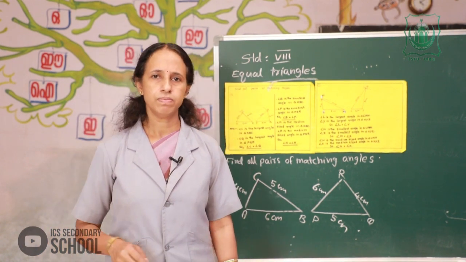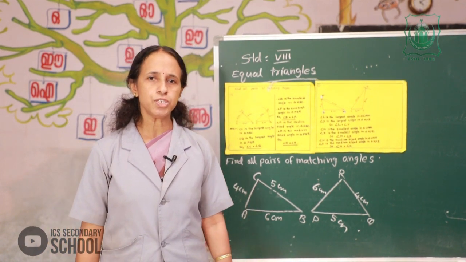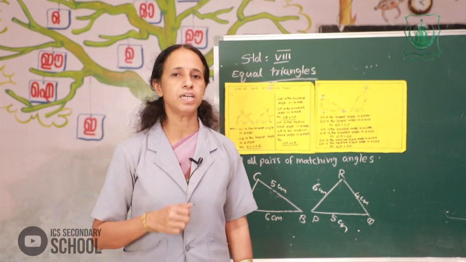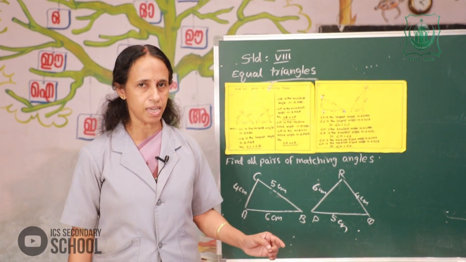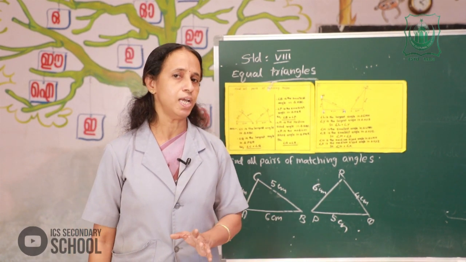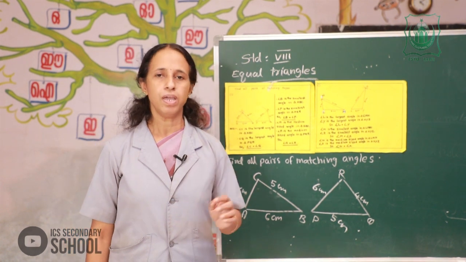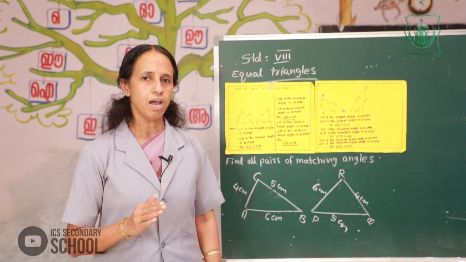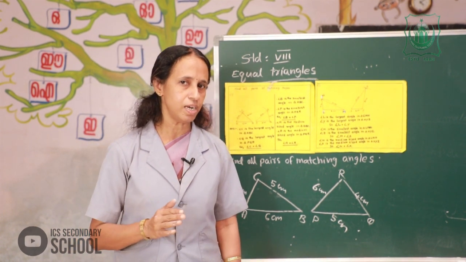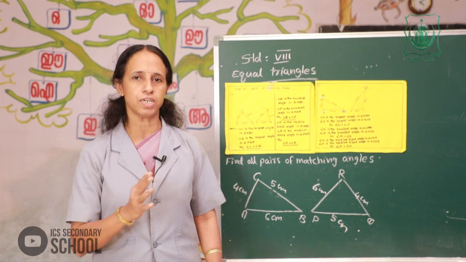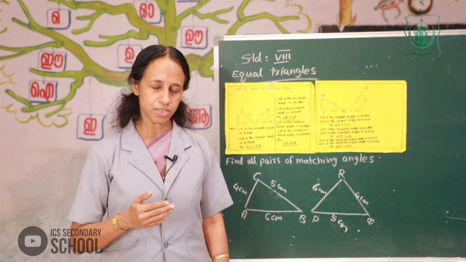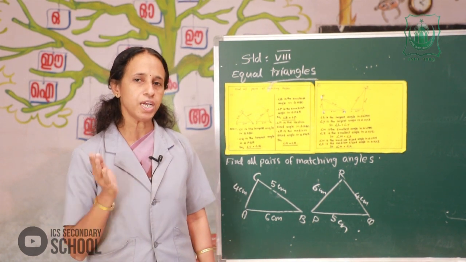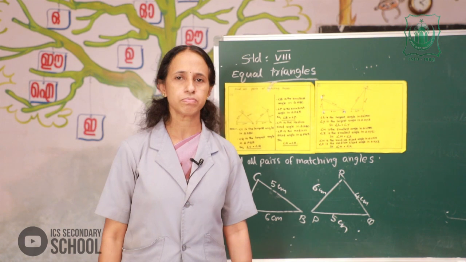What is the main point in the previous section? We know that if the sides of a triangle are equal to the sides of another triangle, then the angles of the triangles are also equal. We can say this in another way: if the sides of a triangle are equal to the sides of another triangle, then the angles opposite to the equal sides of these triangles are also equal.